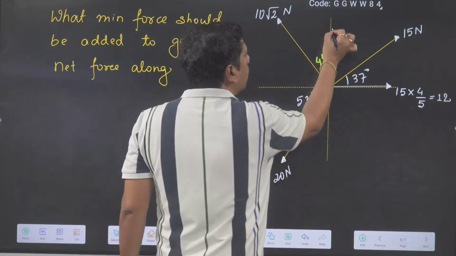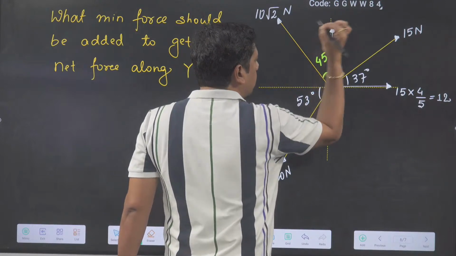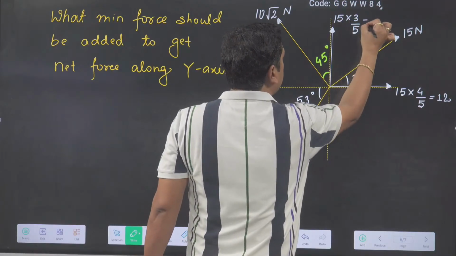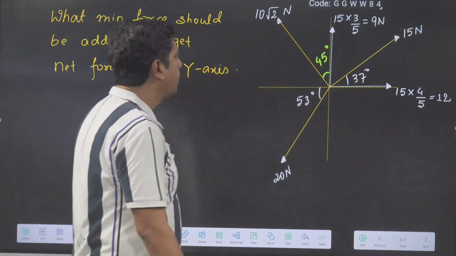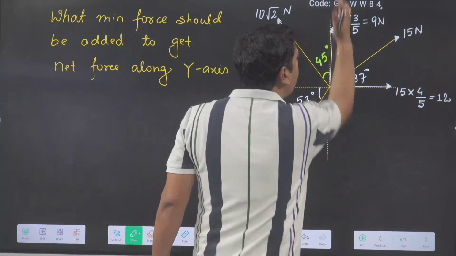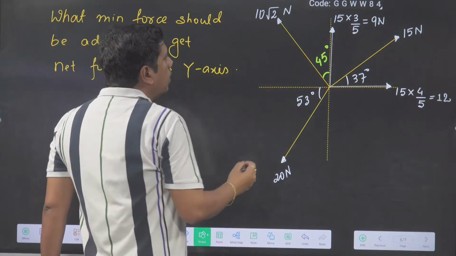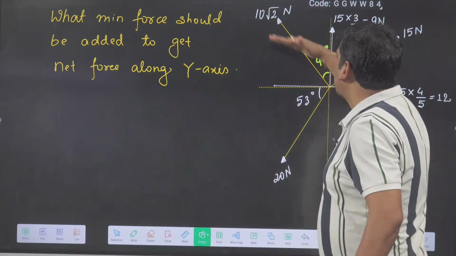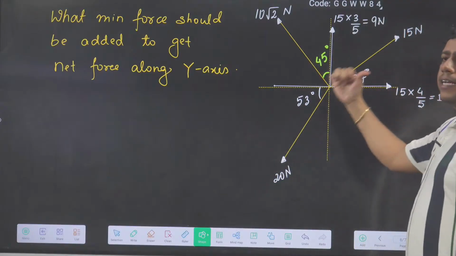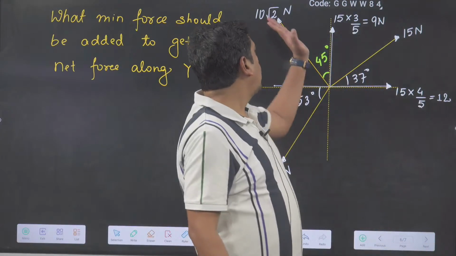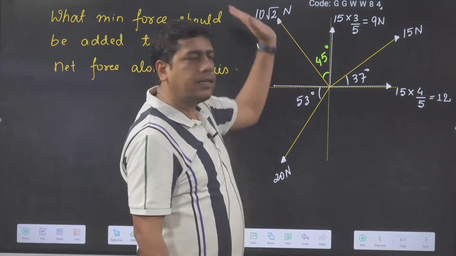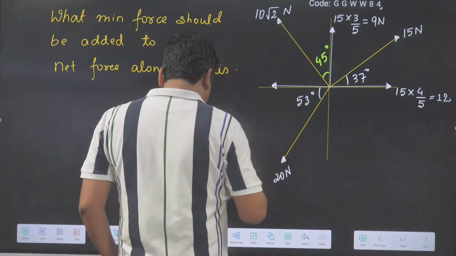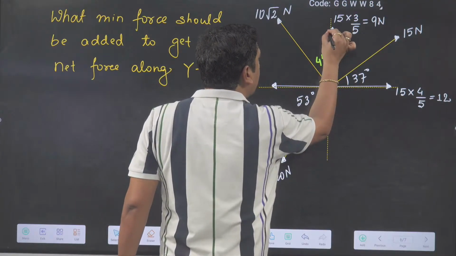X component 12. What will be the answer here? It will be 15 sin 37, which is 3 by 5. It is 9 Newton this side. Okay? So the components of 15 we have taken are 12 and 9. For the component of 10 root 2, since it is pointing in the left direction, its x component will be left, while the 15's x component was right. And its y component will be in the same direction, up.